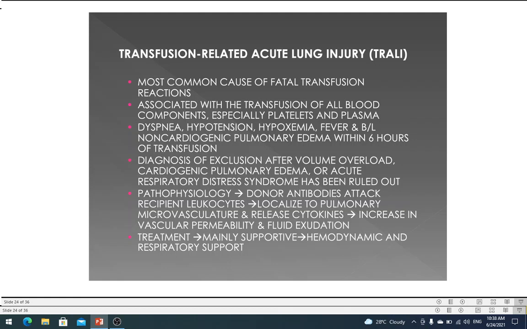So what is happening here is the donor antibodies are attacking the recipient's leukocytes, you understand? And then this within the pulmonary arteries is releasing cytokines, which attack the epithelium of the pulmonary arteries, making them leak out all the fluid into the lung spaces. That is how you get the pulmonary edema. Treatment here is again supportive, that is hemodynamic support. You might have to put the patient on a ventilator, you might have to give drugs to counteract the shock and all that.